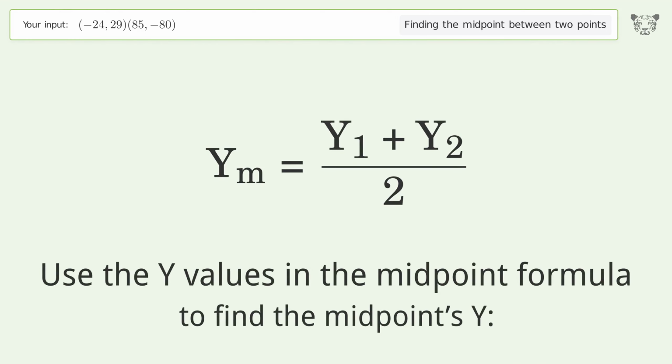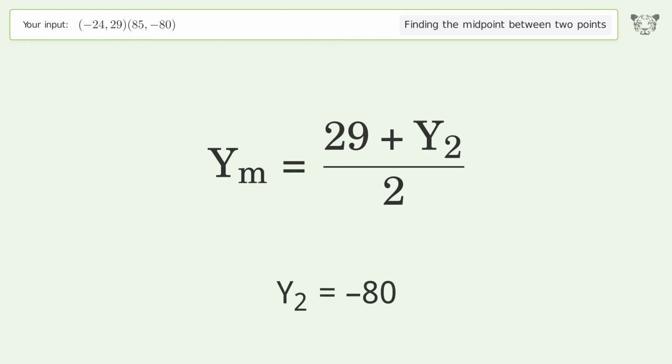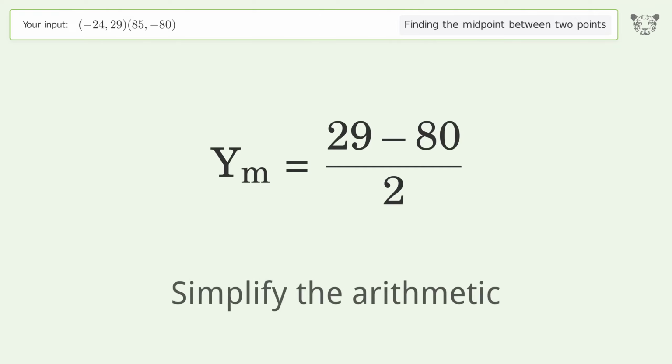Use the y values in the midpoint formula to find the midpoint's y. y1 equals 29. y2 equals negative 80. Simplify the arithmetic.